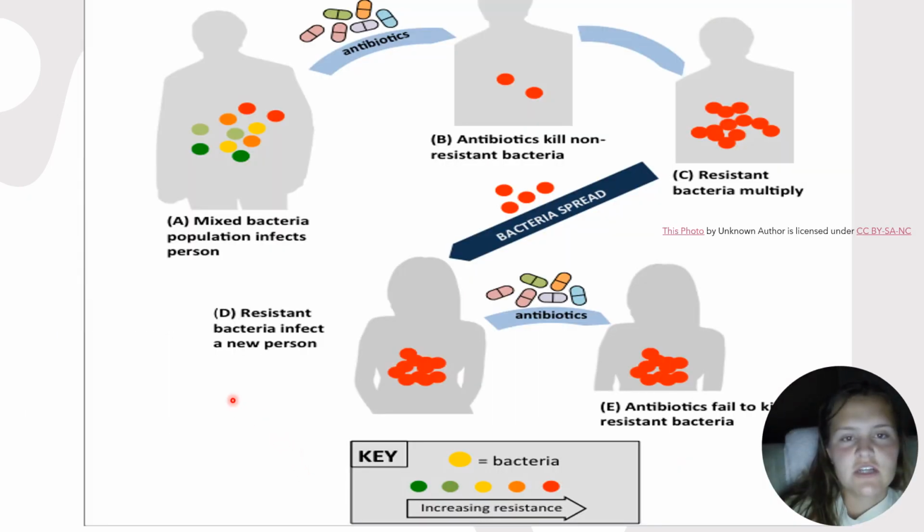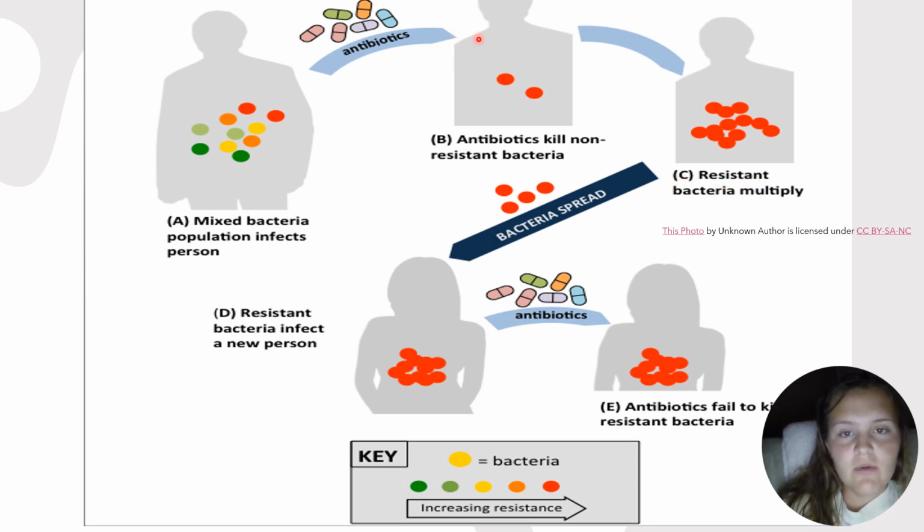So this is a picture I just put on here, and it kind of just shows how MRSA becomes resistant to these antibiotics. So a mixed bacteria population infects a person. So usually people who are infected with bacteria receive antibiotics. So these antibiotics kill non-resistant bacteria, but then resistant bacteria multiply.